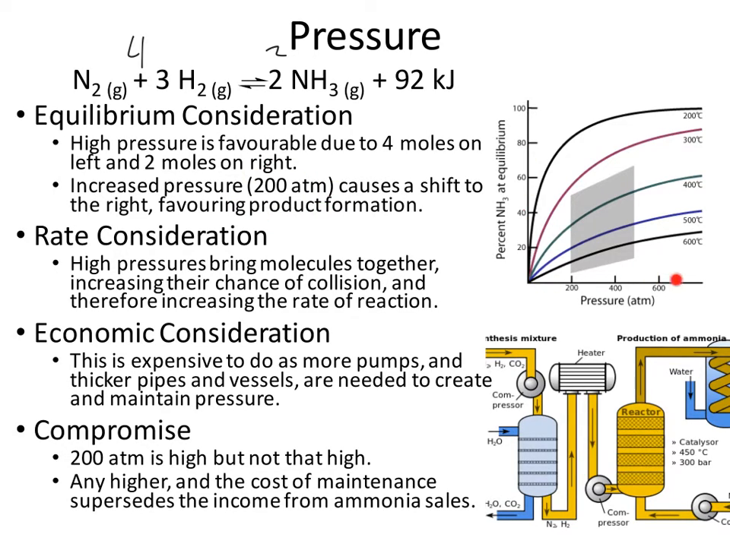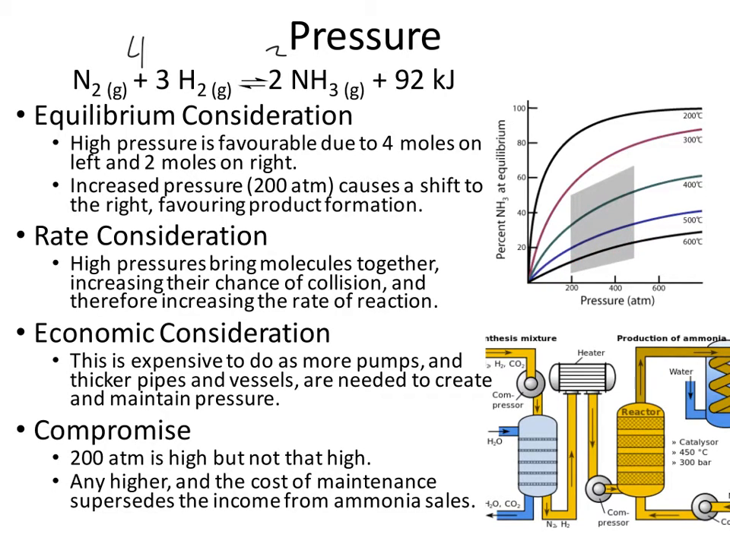You can see in this graph over here is pressure and the percent NH3 at equilibrium, and also our temperatures. And you can see that between 200 and 400 atmospheres, we have this little block over here. And as we increase temperature, our percentage of ammonia at equilibrium decreases. Now, pressure only has a slight change from 200 to 400 and 400 to 600. The change is not all that big.